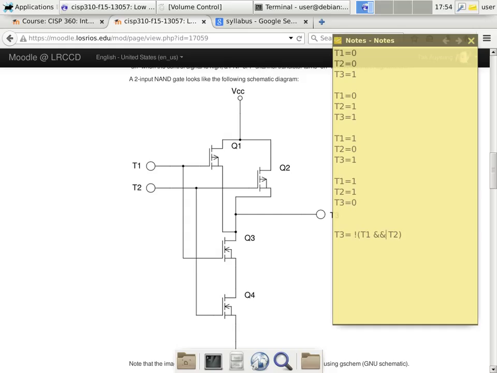What about the third case? Well, that's just a flip of the second one, so we'll just say it works. What about the last one? 1 and 1 is 1. Not 1 is 0. It works out for all 4 cases.